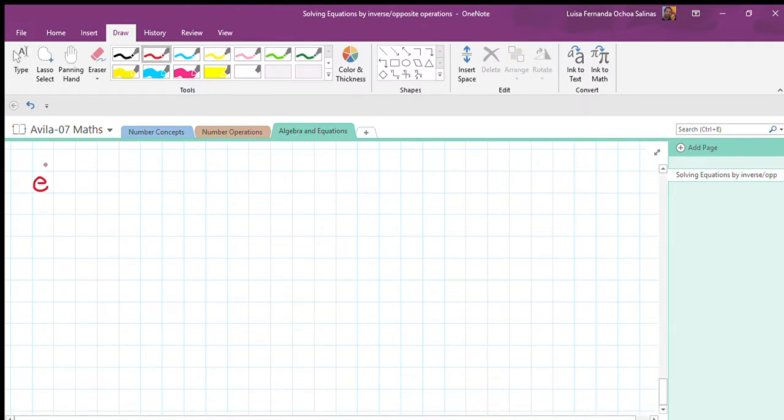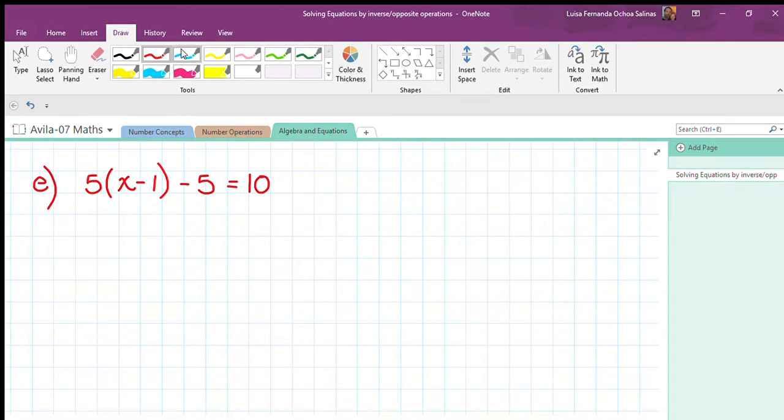So E says 5 brackets x take away 1, minus 5 equals 10. Okay, so let's look at this one, what is happening here. What is happening to the pronumeral is that 1 is being taken away, it's in brackets, and then I have the times 5. Remember that this 5 is affecting both the x and the negative 1 here. So the first thing that I'm going to do is cancel out this take away 5. How do I do it? By adding 5 on both sides.